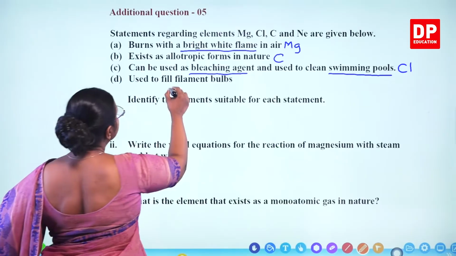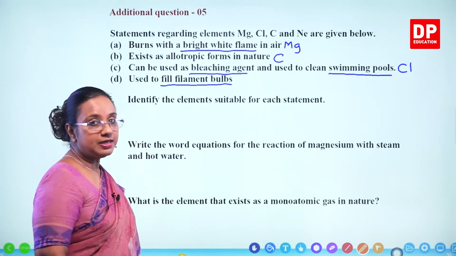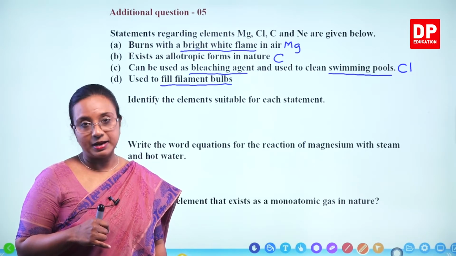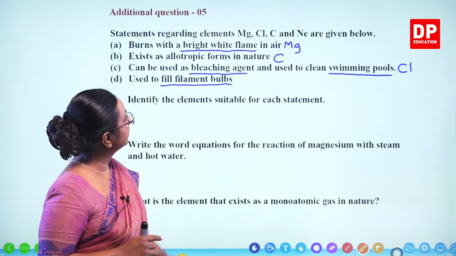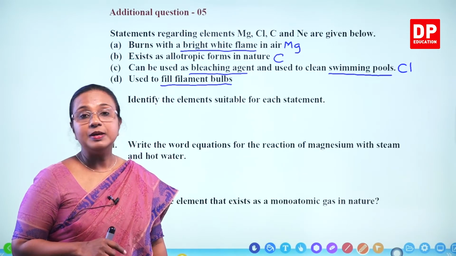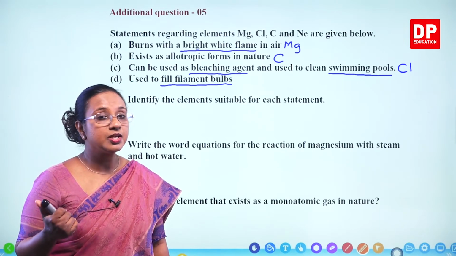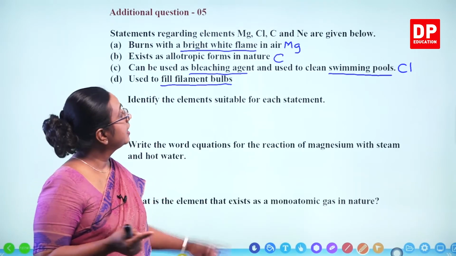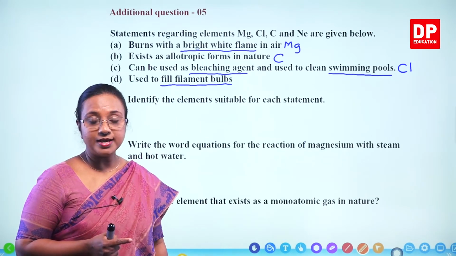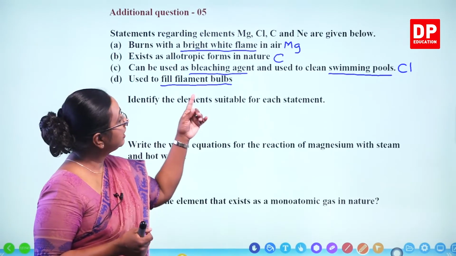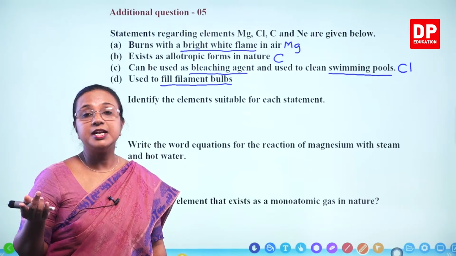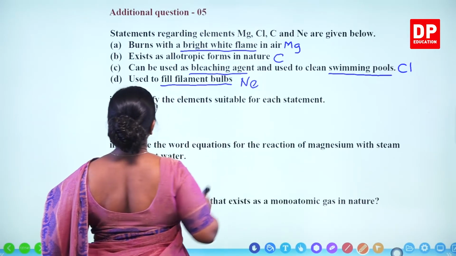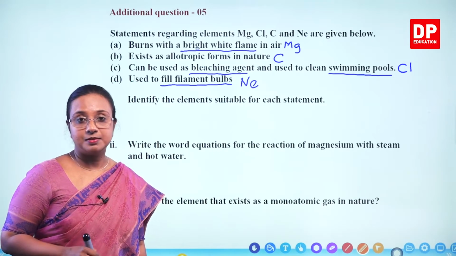Used to fill filament bulbs. An element that should not react with the filament should be used to fill the bulb. So, that is an element that is a noble gas. You can either use a noble gas or you can also use nitrogen gas. But in the elements given to us, we don't have nitrogen. We have neon, and you have heard of neon bulbs. So, neon is the element that can be used to fill filament bulbs.